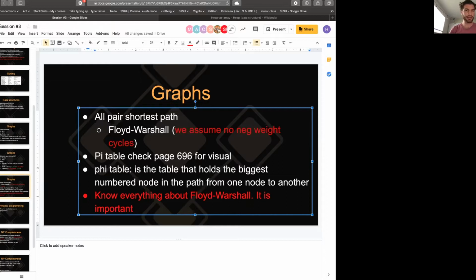The graphs section was pretty dense because we start with the traversals and we go through topological sort, strongly connected components, minimum spanning trees, SSSP, and all-pairs shortest path. Just because it's big, expect probably 2 or 3 questions from graphs.